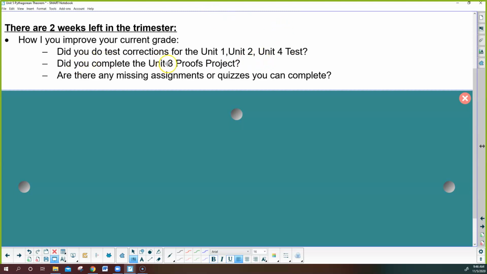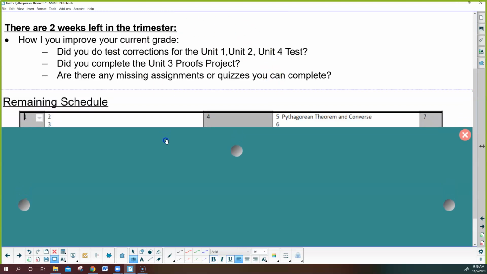All right. Now, did you do the Unit 3 proof project? That should have been the easiest points we had all year long. It was a 50-point summative, and it was based off of Can Figure It. And do you have any missing assignments or quizzes that you can complete? All of this should be taken care of very soon if you want to improve your grade.